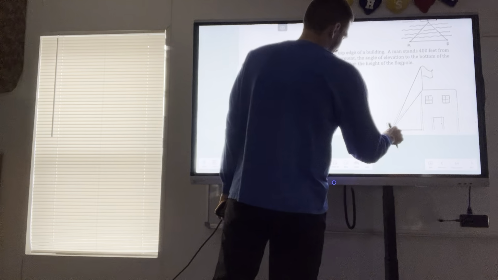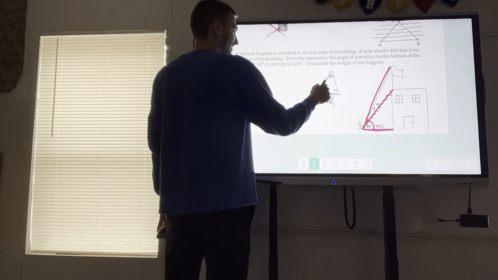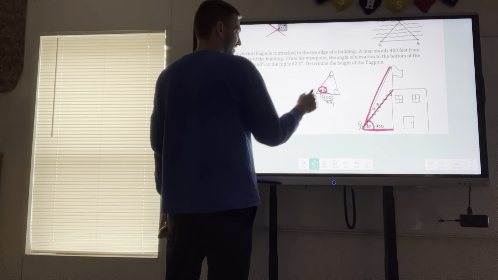Would you call this opposite, adjacent, or hypotenuse? This is adjacent because it is next to 60. And then what would you call this? Opposite, adjacent, or hypotenuse? Hypotenuse. And so if it has adjacent and hypotenuse, which one are we going to use? Cosine. All right, so the cosine of 60 is equal to adjacent over hypotenuse, and we know that the adjacent is 400.